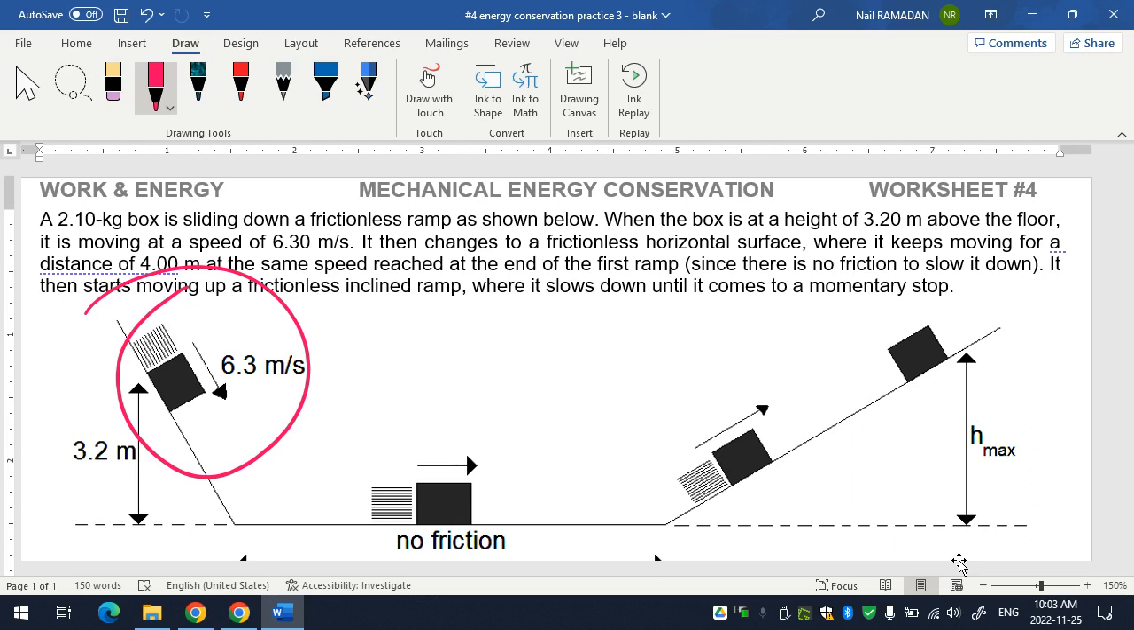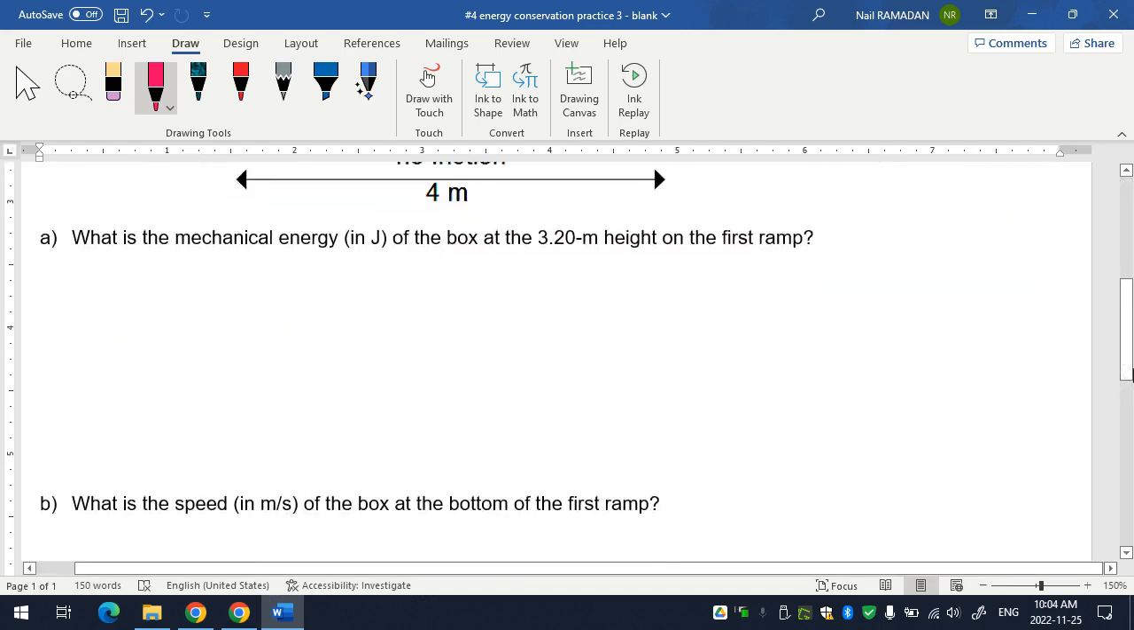Okay. So can you calculate the EK of the box at this instance? Do you have enough information? Yes, because what's the equation? EK equals half mv squared. Got it. Can you calculate the EG of the box at that instant? Yes, because what's the equation of EG? M, which we have, g, which we always have, and h, which is the elevation, and we do have it at that time. Great. So even before finishing the question, can you do part A? What is the mechanical energy of the box at the 3.2 meter height of the first ramp? Can we do it? Yes.